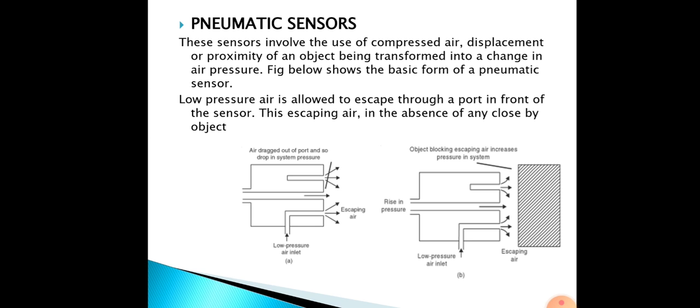The next one, pneumatic sensors. Okay, you can see over the diagram, these sensors involve the use of compressed air, displacement or proximity of an object being transformed into a change in air pressure. So whenever there is a change in air pressure, due to that change the pneumatic sensor will be working. So low pressure air is allowed to escape through the port in front of the sensor. This escaping air, in the absence of any close by object.